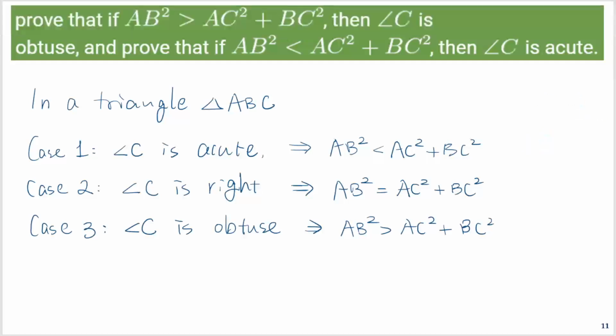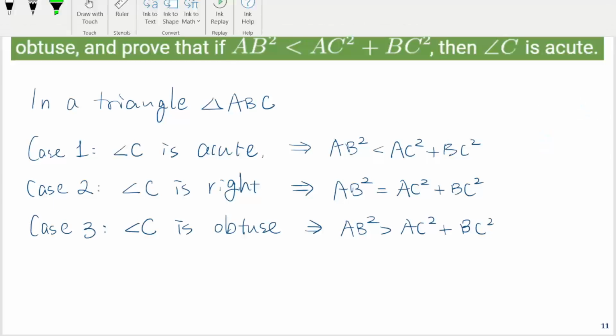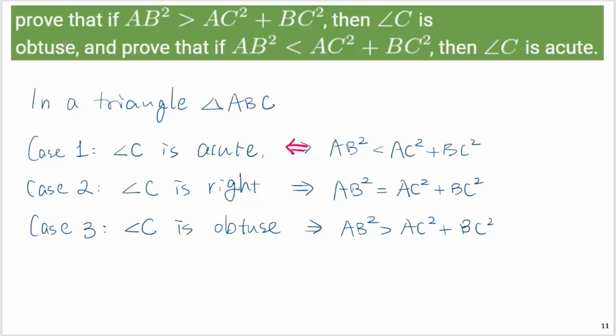Therefore, we could rewrite this using if and only if, with bidirectional arrows. And we have already proved the second one is also true, right? We could also use bidirectional arrows. And last, similarly, only in the third case, we have AB squared is larger than AC squared plus BC squared. So we can conclude that in that case, angle C is obtuse. So again, this is if and only if.